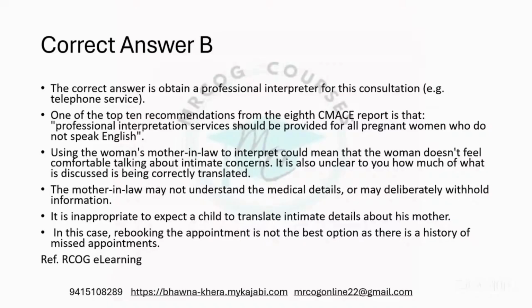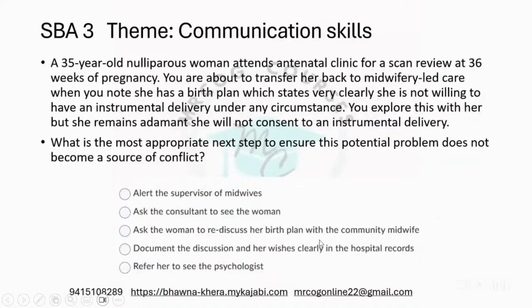the emergencies as well. This is a very important thing because you may become confused when the situation is there for the emergencies. Using the mother-in-law does not make sense because she may not understand or she would not be the right person to talk about that. And of course, the son is also not a good option. Rebooking the appointment is not the best option as there is a history of missed appointments. So therefore, professional interpretation services should be provided to all pregnant women.